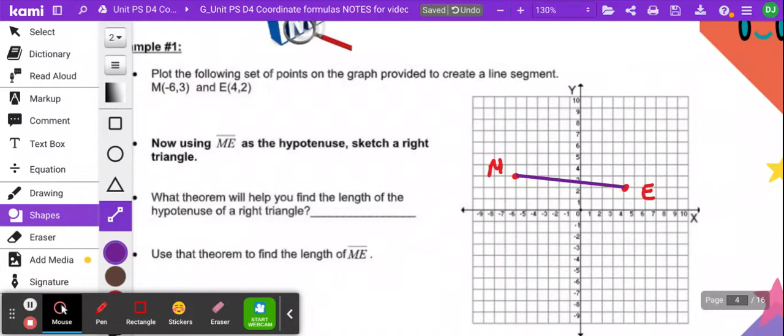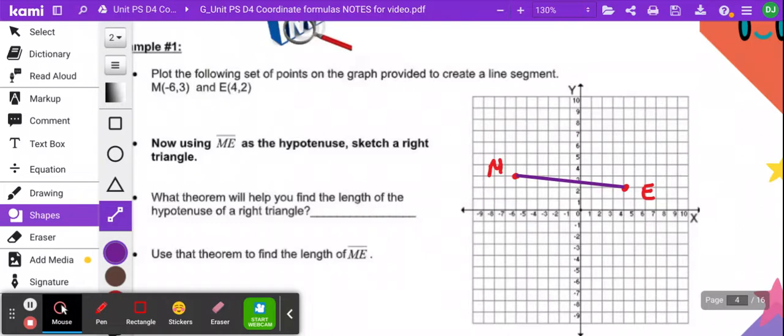The first thing we're going to look at is a graphing example of how we find the distance between 2 points. I've given myself a little head start, so I want you to follow my example. The directions are right on the page. Graph negative 6, 3, that's your point M, and then graph 4, 2, that's your point E. Now connect that. You can use your straight line and the shapes, and now you have a segment. Because when you are finding the distance between 2 points, you're actually finding the length of a segment.